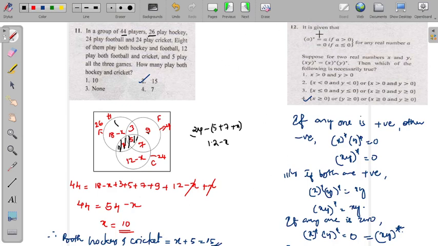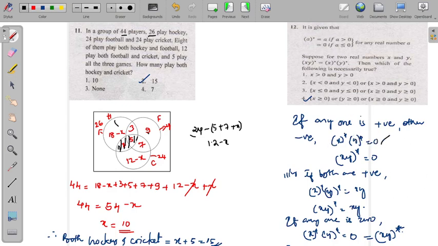Next, 12th question, it is given that a star equals a if a is greater than 0 for any real number a, and 0 if a is less than or equal to 0. Suppose for two real numbers x and y, (xy) star is x star into y star, then which of the following is necessarily true? This is simple. If any one is positive, the other one should be negative. Suppose x is positive and y is negative, so in that case what happens, y star, y negative means it comes out to be 0.